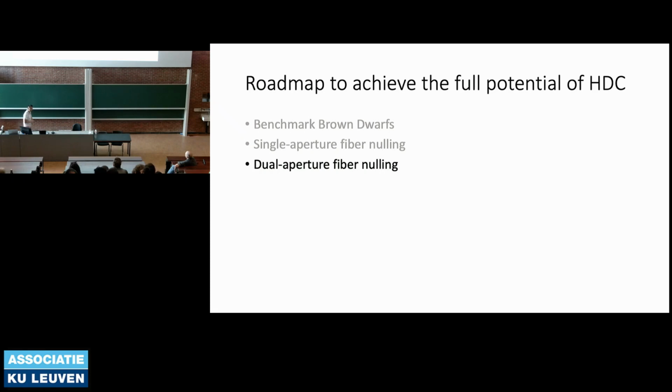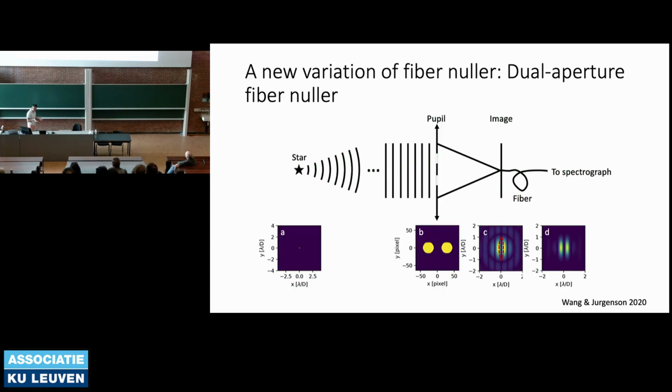The next step is about dual or multi-aperture fiber nulling, right? I talk about LBT. LBT is the Large Binocular Telescope. Binocular means it has two apertures, right? The single aperture is an 8.4 meter telescope, but the two apertures are separated by a 23 meter baseline. So what we could do is, again, analogous to Young's double slit experiment, we can use the two apertures of LBT and have one of the apertures phase shifted by pi, which is what you see in B here.